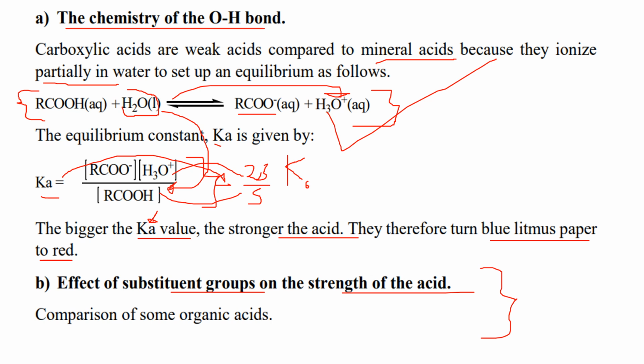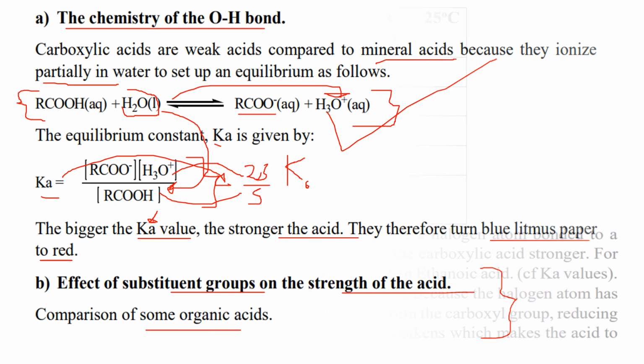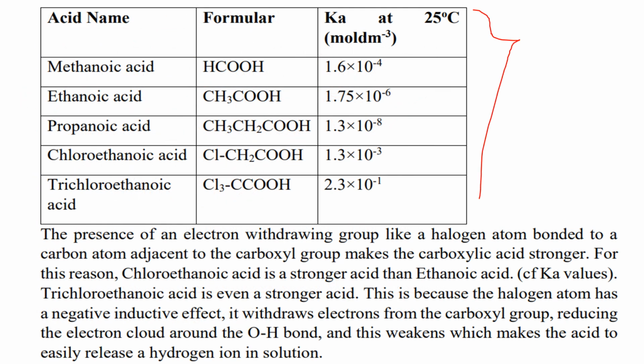Now let's look at the comparison of some of the organic acids. We have a table showing the formulas of the different carboxylic acids and their ionization constant values at room temperature. Room temperature is 25 degrees Celsius, and the ionization constant is measured in moles per decimeter cubed, showing how many protons are released by each acid. Methanoic acid, ethanoic acid, propanoic acid, chloroethanoic acid and trichloroethanoic acid are each represented by their formulas.